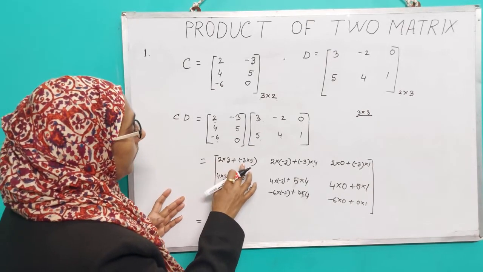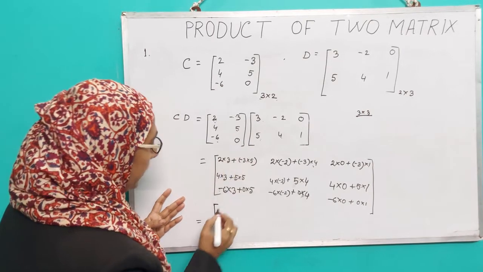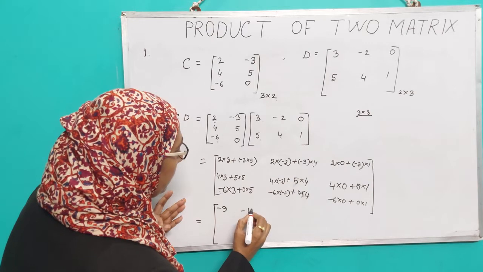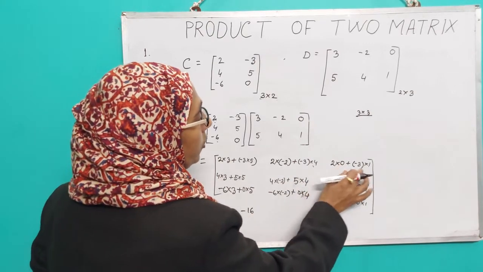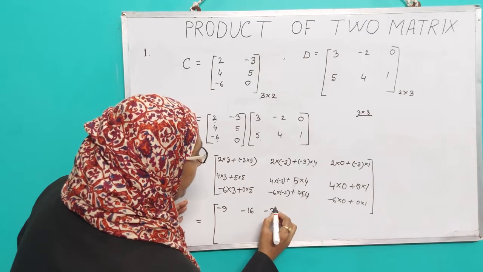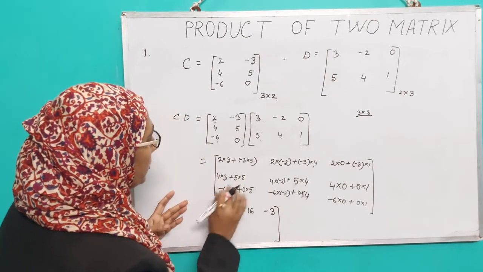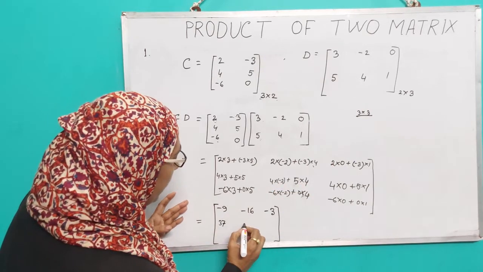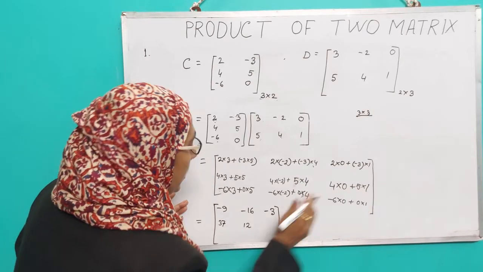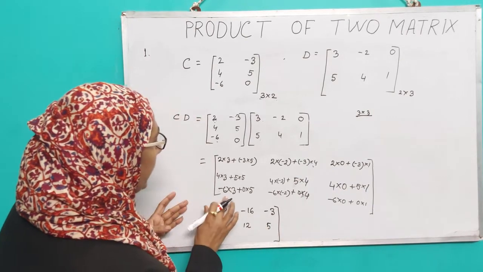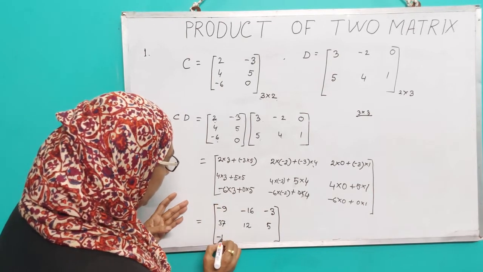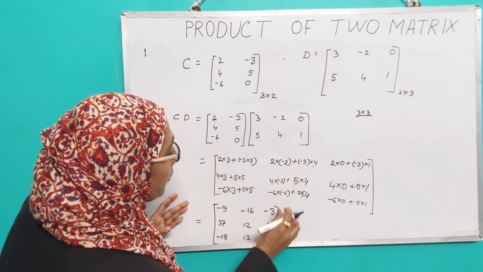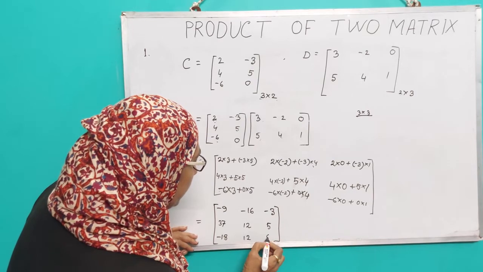2 times 3 is 6, 6 minus 15 is minus 9, minus 4 minus 12 is minus 16, and this is 0 minus 3, minus 3. 12 minus 25, minus 13, minus 8 plus 20, 12, 0 plus 5, 5, minus 18 plus 0, minus 18, 12 plus 0, 12, and this one 0, 0.